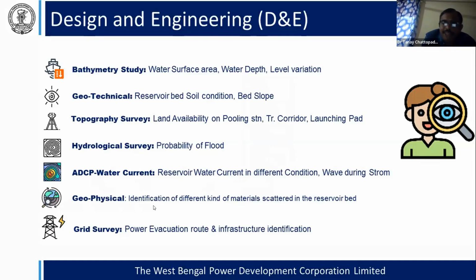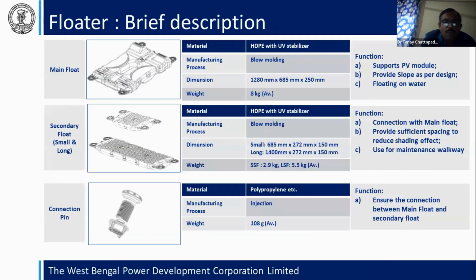Okay, and this should be done at the time of DPR, such that it can be easily approved and you can apply for the project. Then the project execution can be done. Okay, and here for the project execution, what is the main thing? This is the main thing, that is the floater. Floater is the main thing of that project.